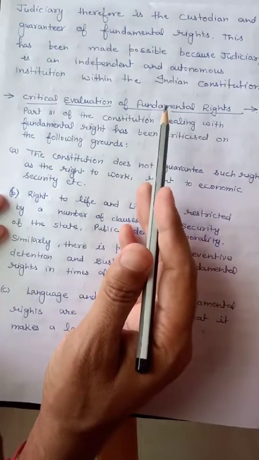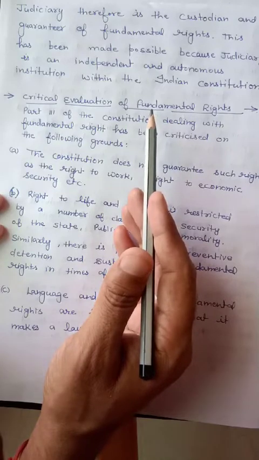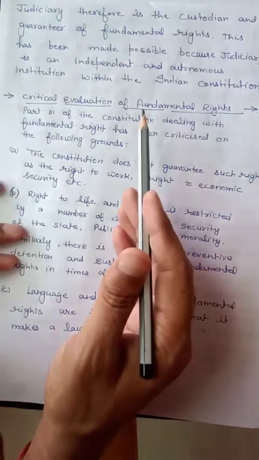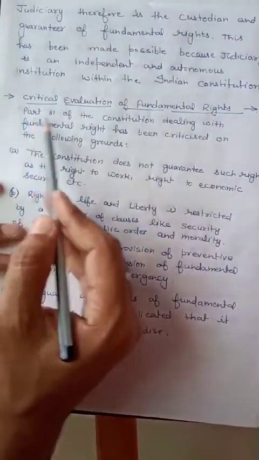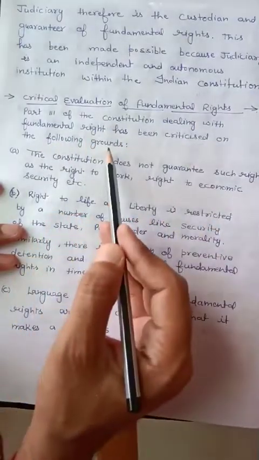Some people, those who are critics, say that the fundamental rights given in the Indian Constitution are not appropriate. So on what basis are these fundamental rights criticized? Part 3 of the Constitution dealing with the fundamental rights has been criticized on the following grounds.